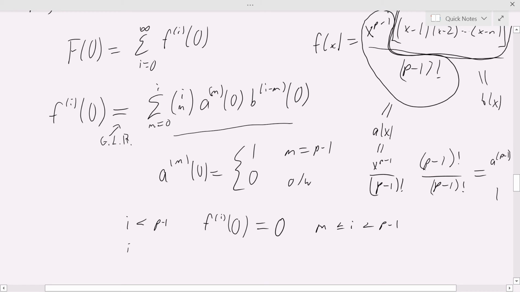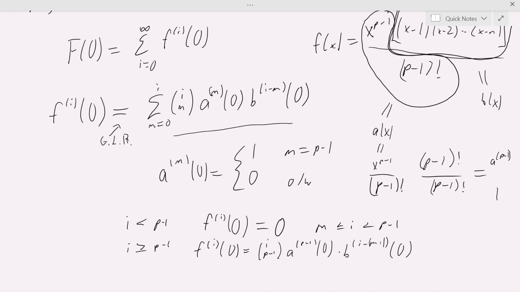And on the other hand, if i is greater than p minus 1, then the only term that counts is the term when m equals p minus 1. And so what you'll have is f^(i) evaluated at 0. This is going to be i choose p minus 1 times the p minus 1 derivative of a evaluated at 0, which we know is 1. Then times b, the i minus (p minus 1) derivative of the b function evaluated at 0.